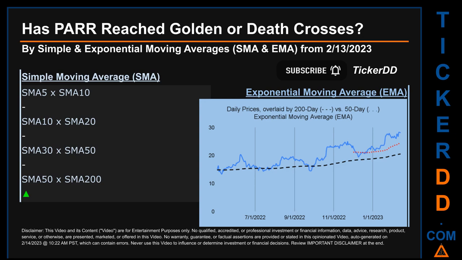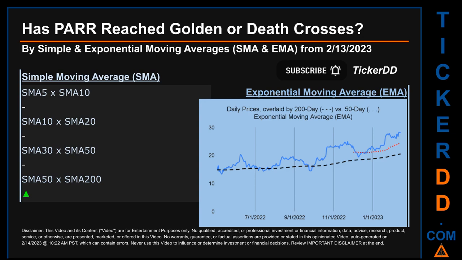If no crossing can be seen, then no signal could be had. The blue line is daily end-of-day prices. For simple moving average, by comparing 50 to 200 days, we found a bullish golden cross signal since the 50-day SMA crossed above the 200-day.